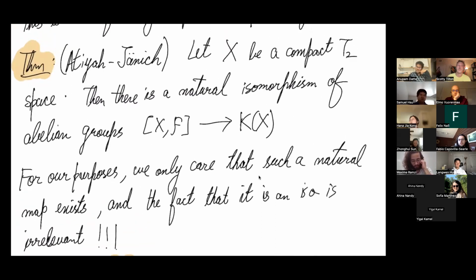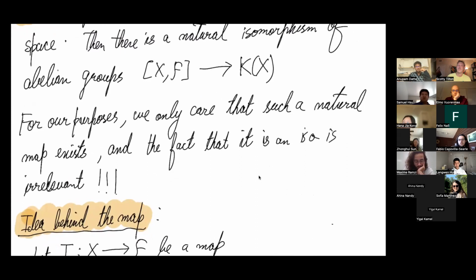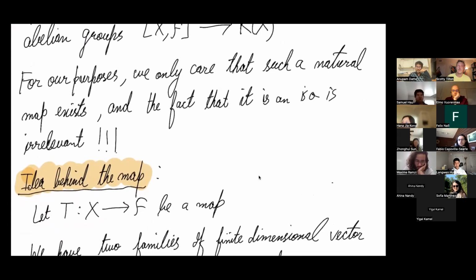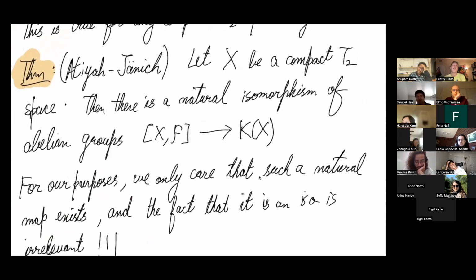As a result, I won't be going into the details of how you can prove the Atiyah-Jänich theorem, but I will maybe just give an idea behind how this map comes about. The intuition is, note that associated to every Fredholm operator, you have two finite dimensional vector spaces, the kernel and the cokernel. And if you think about how K of X is defined, it's also the formal difference of two, well, vector bundles in this case, but again, finite dimensional vector bundles. So you have a difference of vector bundles here.